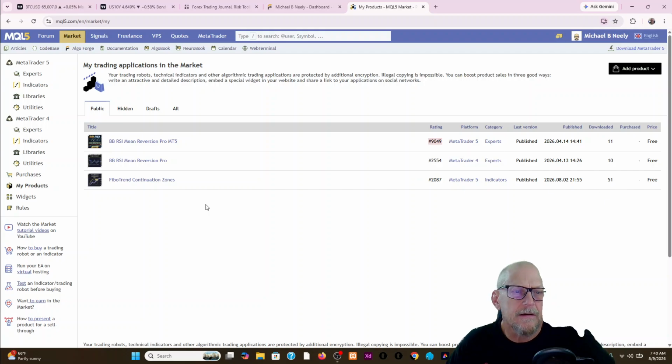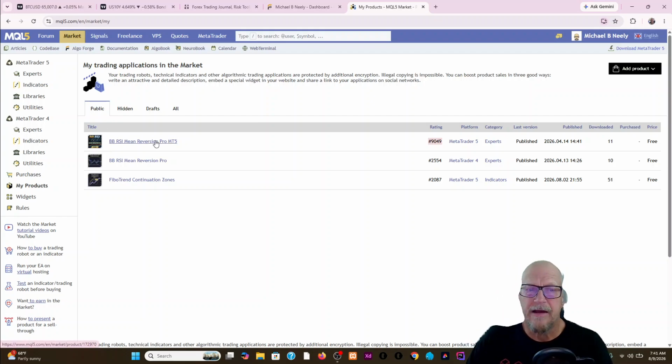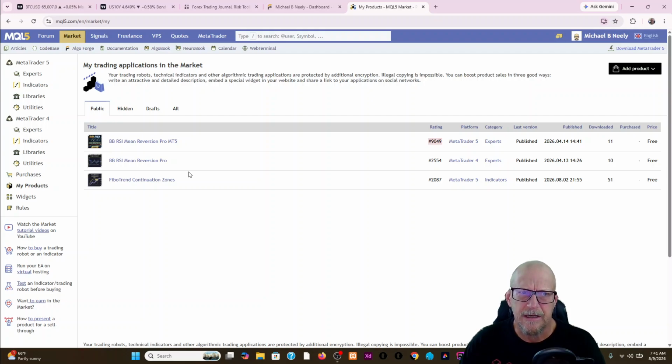I've got 51 downloads on FIBO trend continuation zones, which is a fun little indicator. We're still building out the EA for it that will actively trade as soon as we get some more research done. And then we have the Bollinger Band Mean Reversion Pro for MetaTrader 5 and Bollinger Band RSI Mean Reversion Pro for MetaTrader 4. They have about 11 and 10 downloads apiece without advertising them at all, which is very interesting.